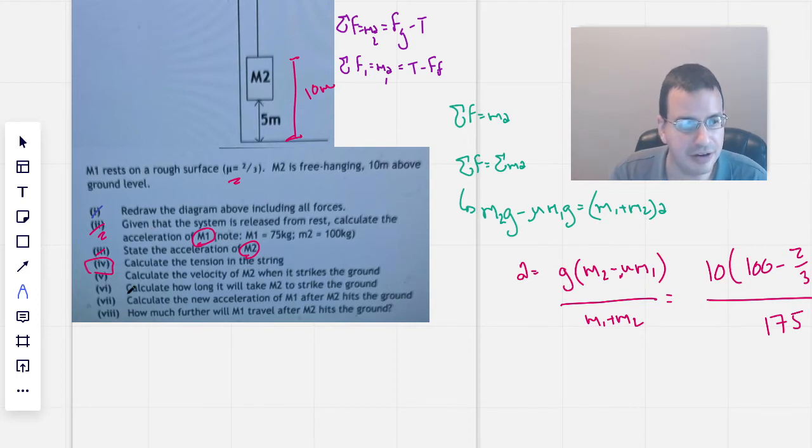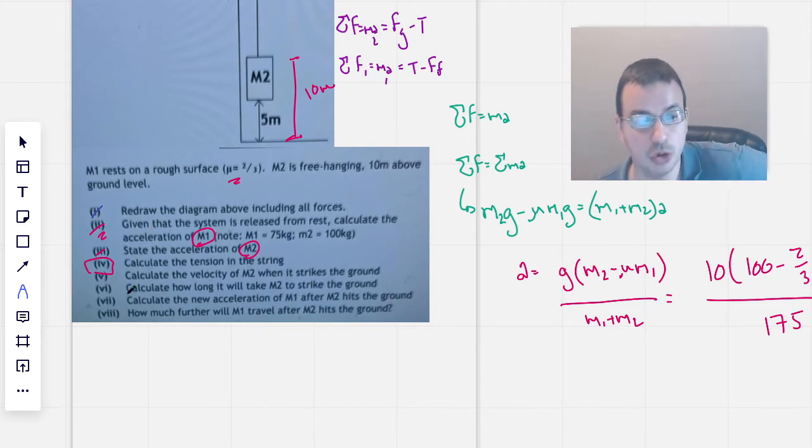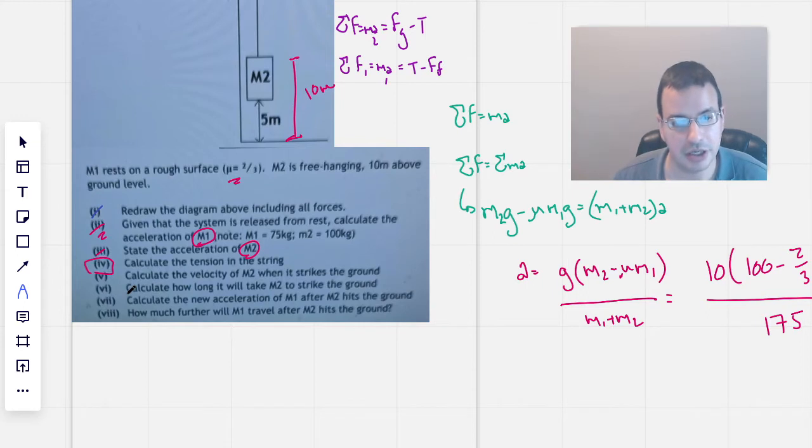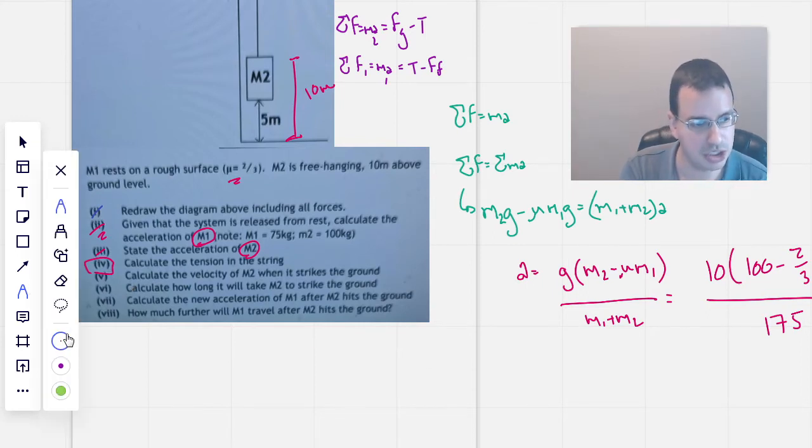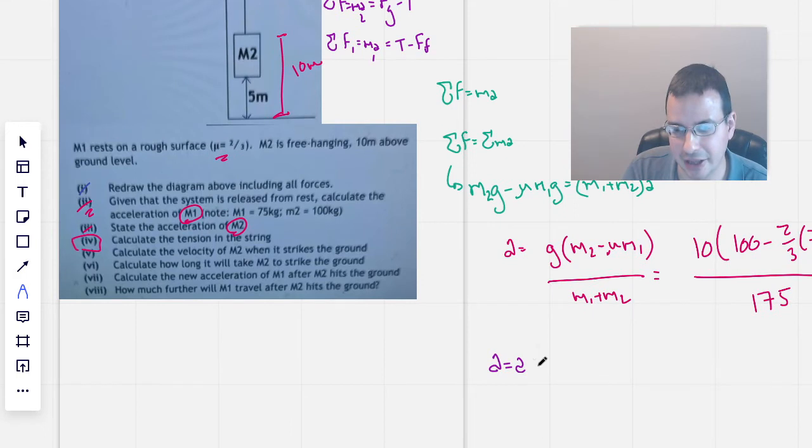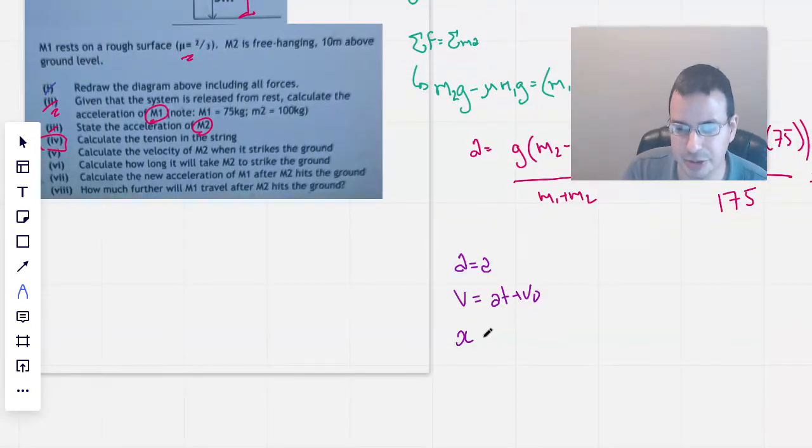So number 5, calculate the velocity of m2 when it strikes the ground. All right, we're going to use our kinematic equations here. I'm going to assume the acceleration is constant. That's what I mean by a equals a. Then we integrate both sides with respect to t, and we get at plus v naught. That's our second kinematic equation. And then integrate with respect to time one more time. We get 1/2 at squared plus v naught t plus x naught.